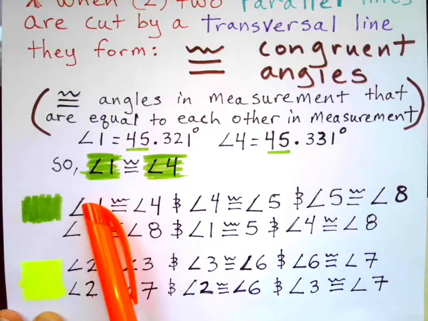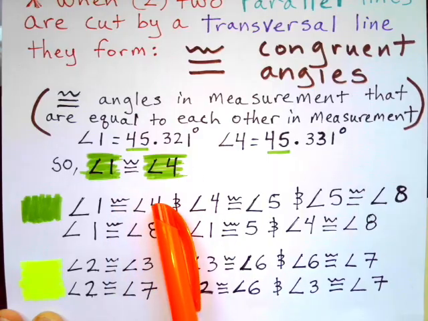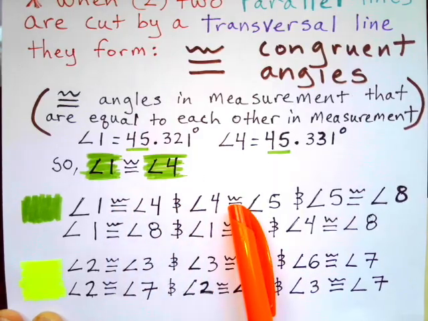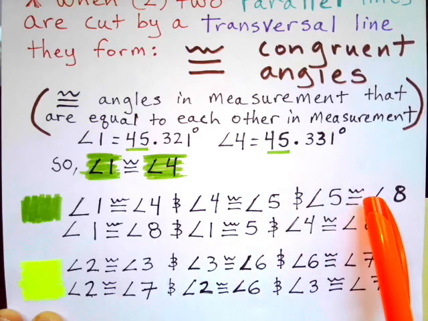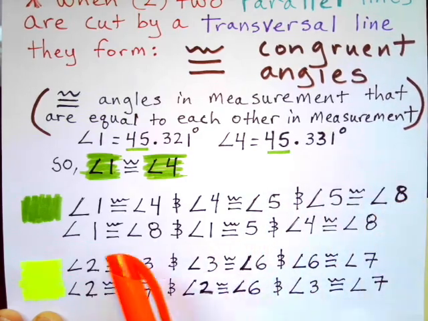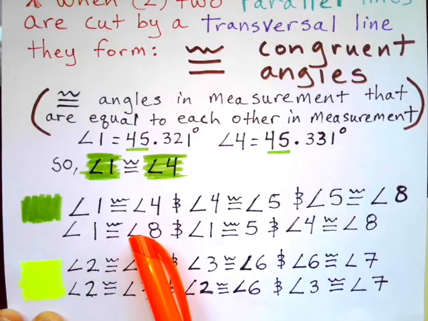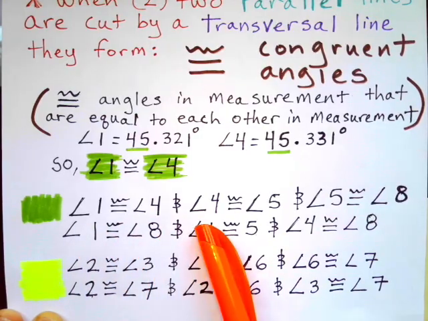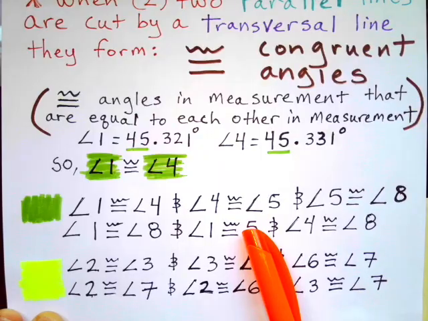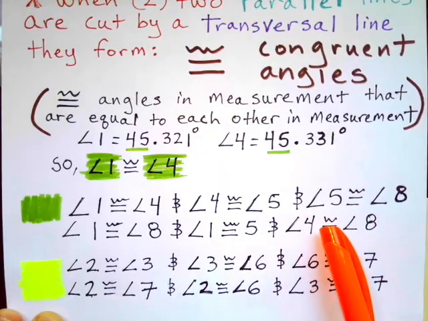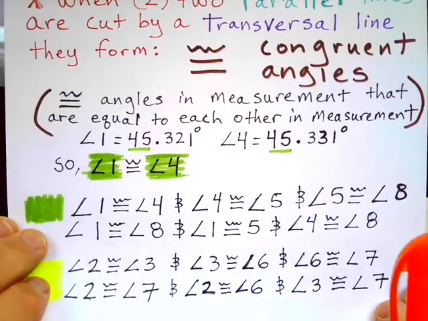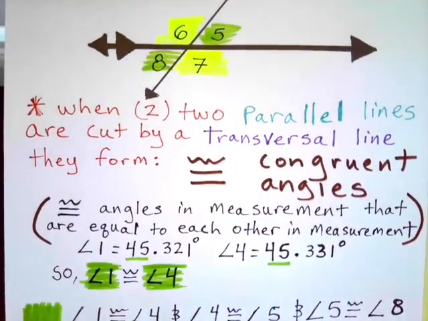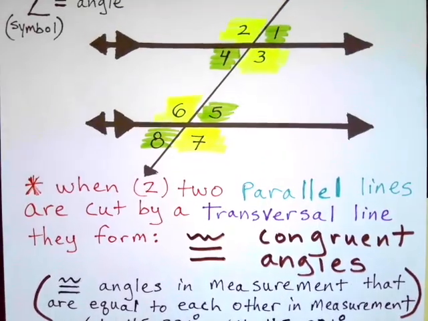So again, example, angle 1 is congruent to angle 4. And angle 4 is congruent to angle 5. And angle 5 is congruent to angle 8. And angle 1 is congruent to angle 8. And angle 1 is congruent to angle 5. And angle 4 is congruent to angle 8. Right? So as you can imagine, all of these angles are highlighted in green.